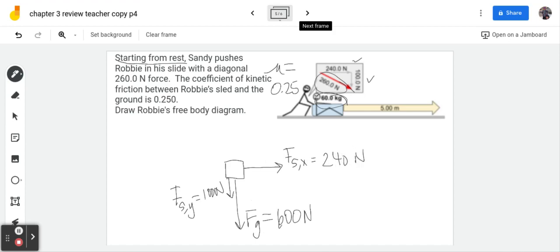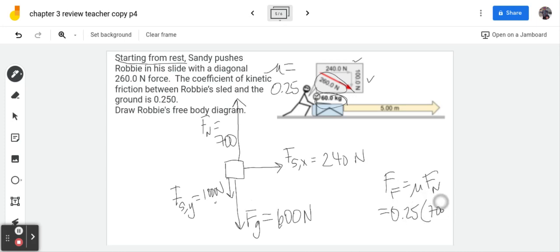Okay, last I have normal force and then force of friction. Normal force has to balance out, so the vertical forces are always going to balance, because right now we're only talking about horizontal motion. So I've got 100 plus 600. Normal force is 700. And then to get force of friction, we do mu times normal force. So 0.25 times 700, that's 175. So force of friction is 175 newtons.